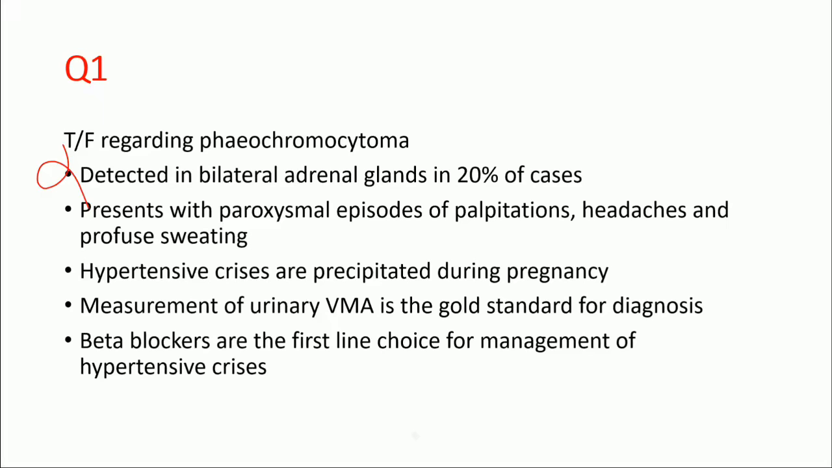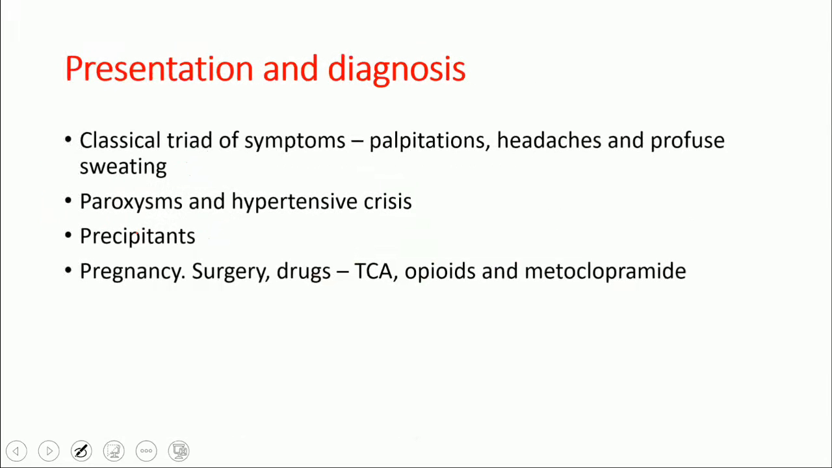Patients with pheochromocytoma get paroxysmal episodes, palpitations and sweating. It's well known that these hypertensive crises can be precipitated during pregnancy. A well-known point. And also there are certain other precipitants like the ones that I have listed here.